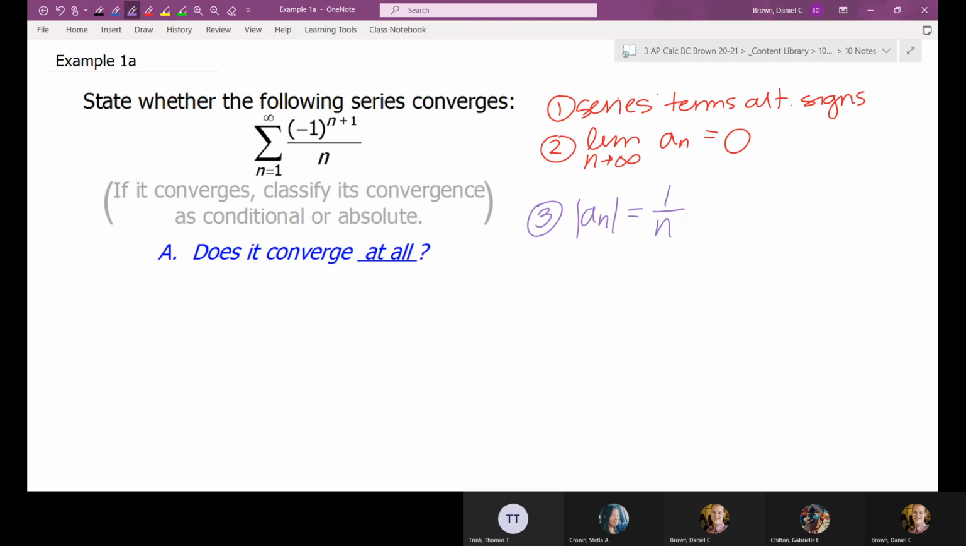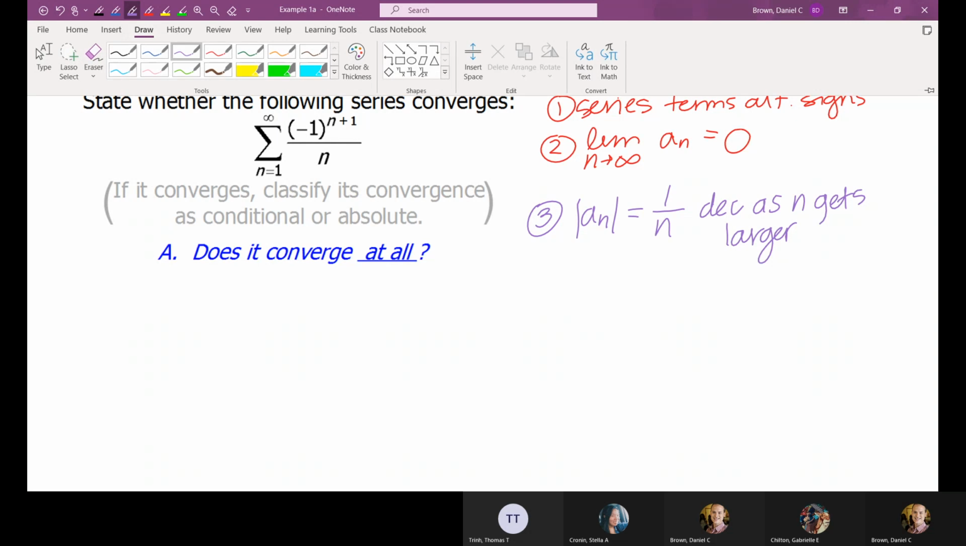First way to do it is you just look at this. Imagine n is getting bigger. As n gets bigger, what is that expression doing? Is it getting bigger or smaller? It's decreasing. So we have our absolute value, and we're going to say that this decreases as n gets larger. That's one way to say it. Some students prefer the verbal way.